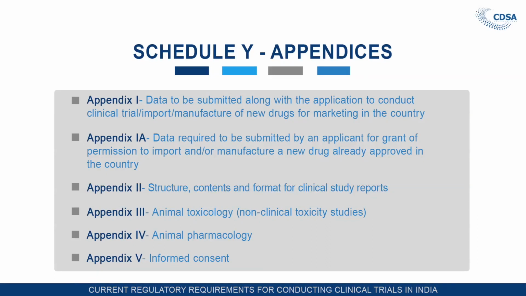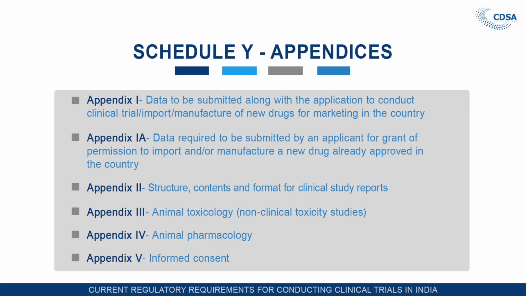Appendix 2 is the structure, content and format for clinical study report. Means how to propose a study, in what format, how the design should be, what the content is; that structure and content, everything has been given in Appendix 2. Then Appendix 3 is animal toxicology, non-clinical toxicology studies. As we have seen, the animal toxicology studies, that is systemic toxicity and dose ranging toxicity, all the studies, and the number of animals and the number of species, are given in Appendix 3.